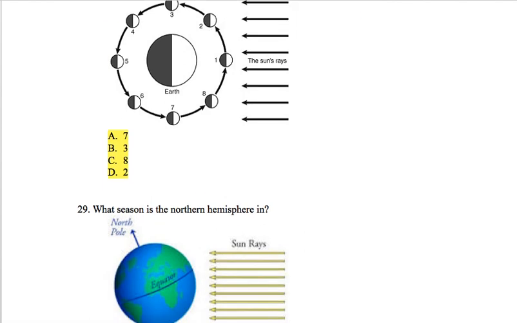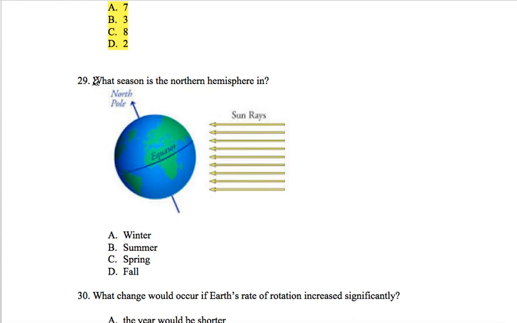Number 29. What season is the northern hemisphere in? So here's the northern hemisphere, because here's the North Pole. So what season is happening now? A. Winter. B. Summer. C. Spring. D. Fall.